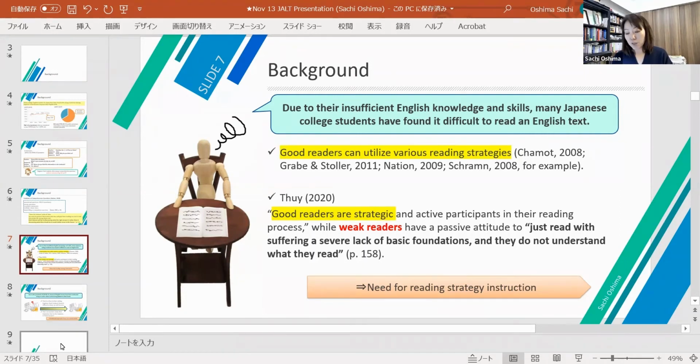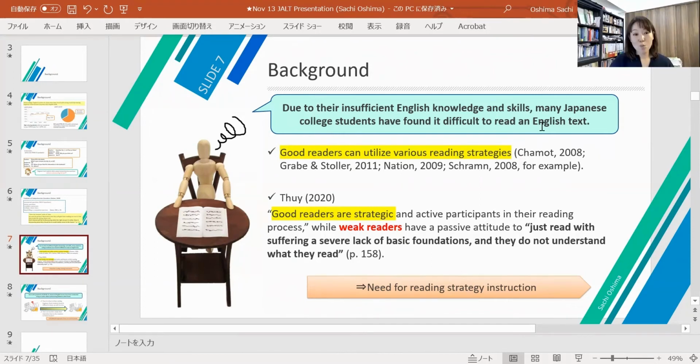It appears that weak readers, in other words, beginner-level learners, need to understand how English text can or should be read by using reading strategies, and that is why I found it necessary to provide reading strategy instruction.